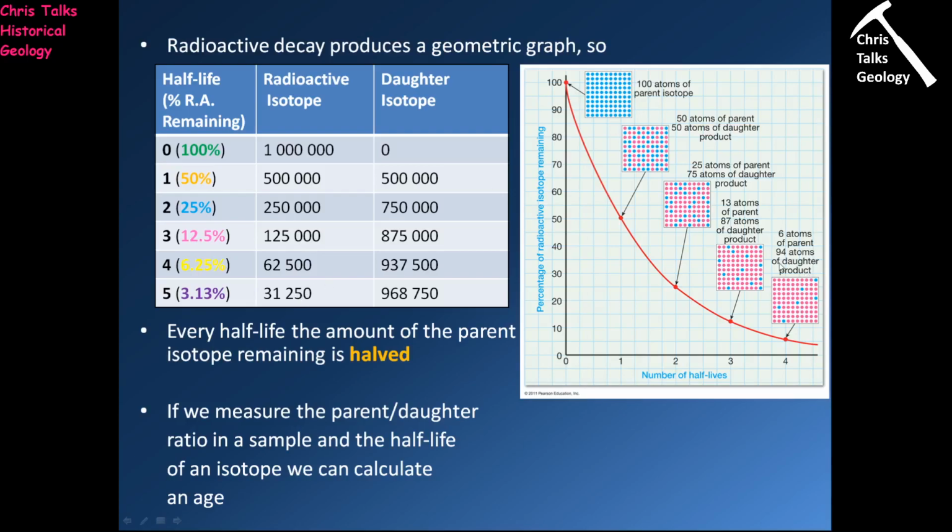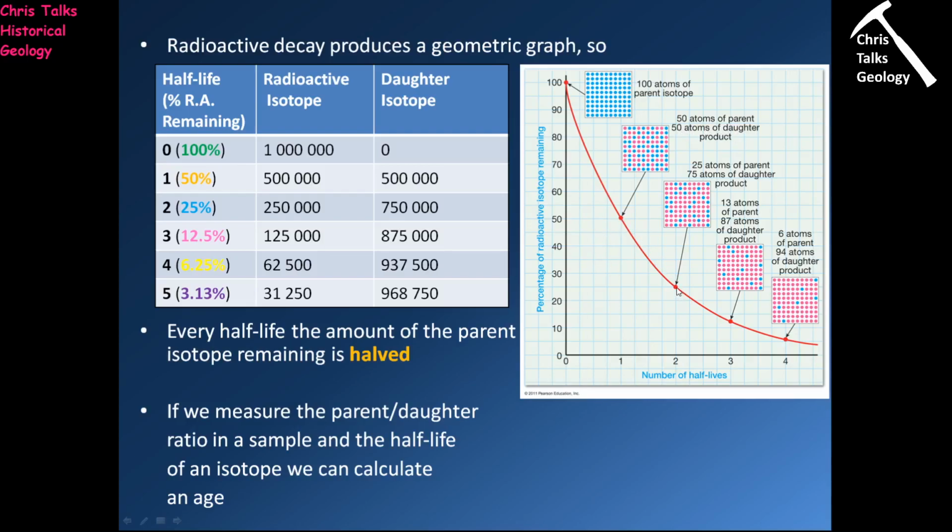So if we look at this graph over here, we have the same situation. Here's our mineral, and in our mineral we have 100 isotopes of our radioactive parent. Obviously, because no decay has taken place yet, we have 0 daughter isotopes. After one half-life, we go from here to here. So essentially 50% of the parent isotope turns into the daughter isotope. Now we have 50 atoms of the parent isotope and 50 atoms of the daughter isotope.